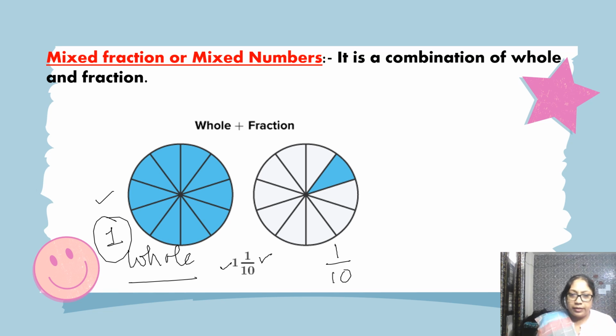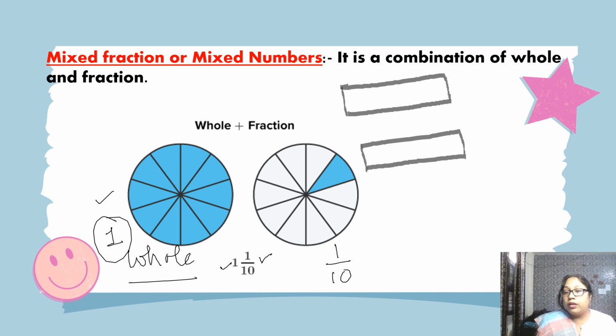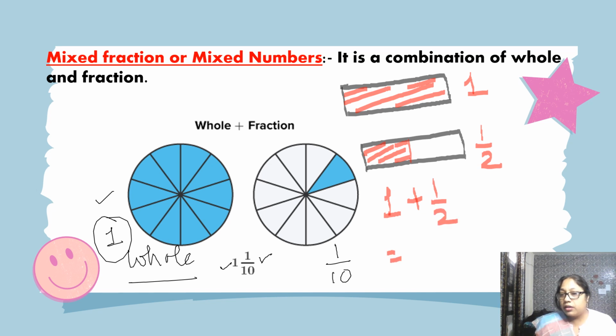एक और एग्जाम्पल लेते हैं. Suppose you have 2 chocolates. ठीक है, 1 chocolate you have eaten all. पूरा खा लिया. That means 1 chocolate. Second chocolate, कितना? You have eaten half. So total कितना चॉकलेट आपने लिया? 1 plus half. That is 1 and a half. This is called a mixed fraction or mixed number.